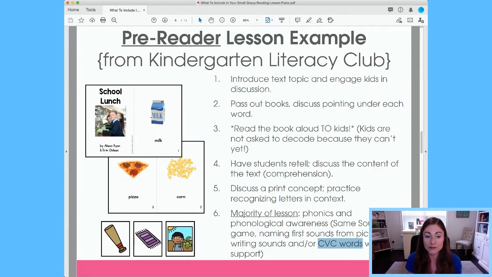You can vary the amount of support that you're providing, and you can make it doable for them to write CVC words, or even just one CVC word, okay? Pre-readers vary because you could have pre-readers that know 0 letters, and you could have pre-readers that know 20 letters, but they're just not decoding yet. So the stuff that you're doing with them, the majority of the lesson, phonics and phonological awareness, what that looks like is going to be depending upon their needs. And with something like writing CVC words, you provide the amount of support that they need.